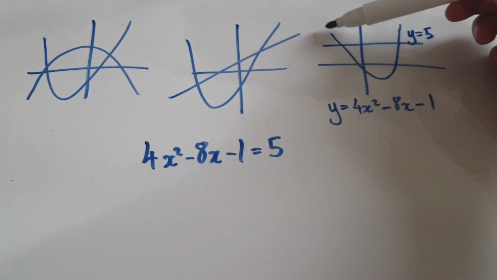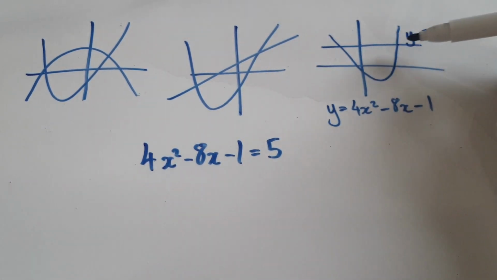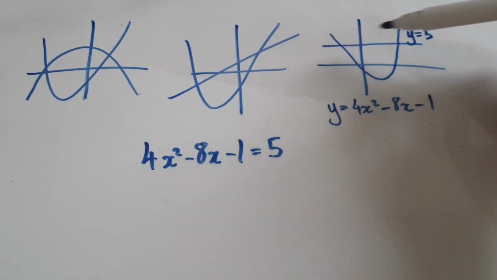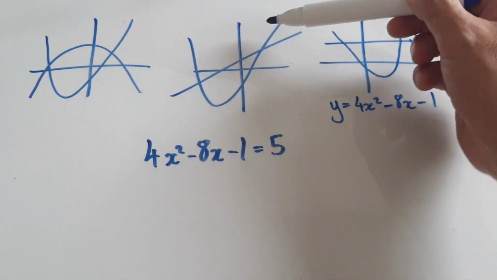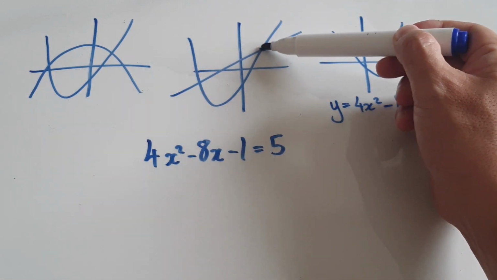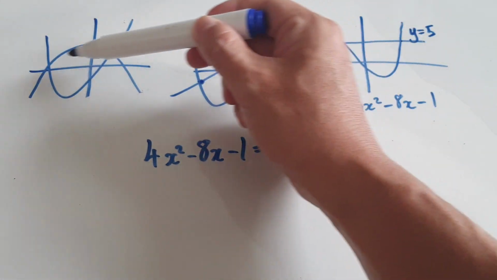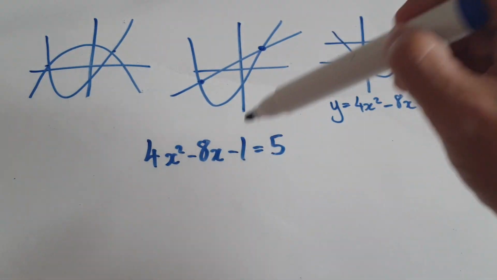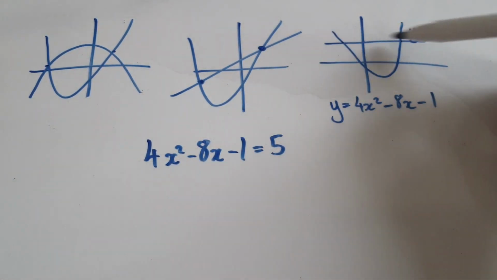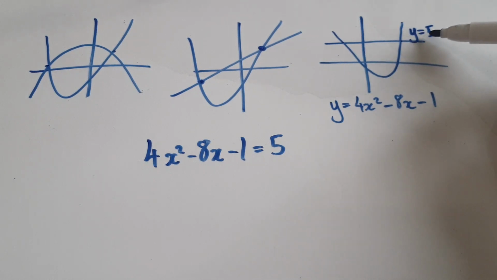Whenever you have a quadratic and a horizontal line, you have the ability to work out the intersection of the two. Just like when you have a quadratic and a diagonal line, you can work out the intersection of the two, or a quadratic with another quadratic, you can work out the intersection of the two. In this video, let's look at this case here where you have a horizontal line, y equals 5.